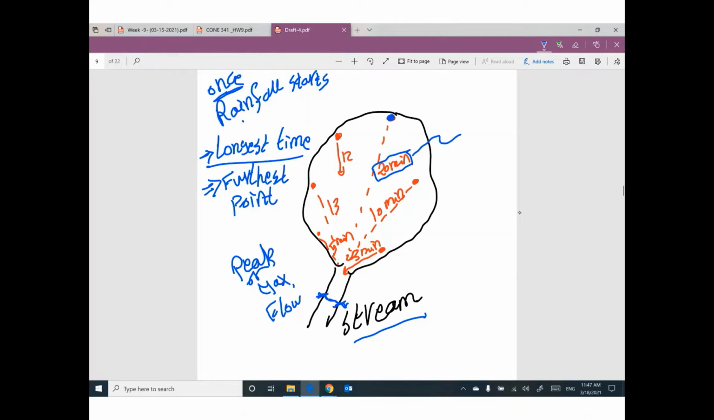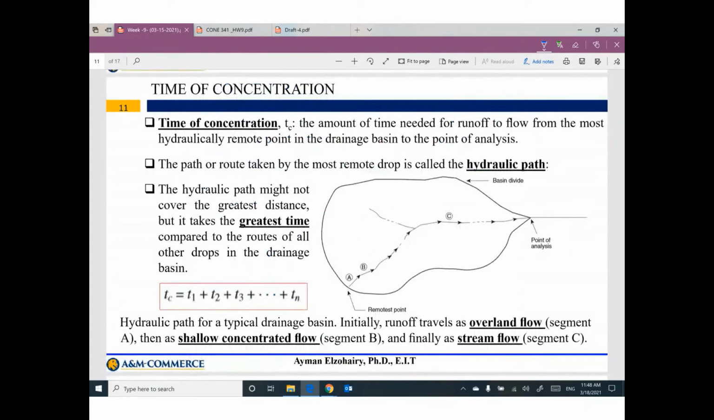This time is critical for us. We can call it concentration time, or time of concentration, whatever, TC. This time is very important, very critical, because after this time, the discharge in the stream will be maximum, will be peak. We have a term today which we call the time of concentration. Time of concentration is the amount of time needed for runoff to flow from the most hydraulically remote point in the drainage basin, in the drainage area, to the point of analysis, which is the stream.